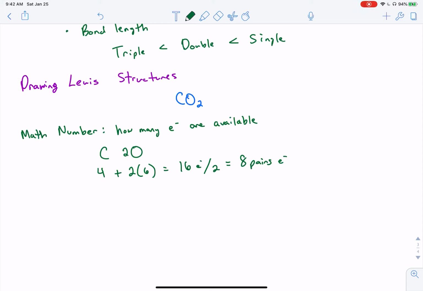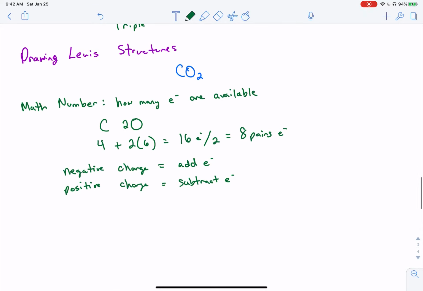As a note, if you have a negative charge, that means you add electrons. If you have a positive charge, you subtract electrons from your total. So if this were an ion, you would have to incorporate that into your math number as well. So our math number here is 8 pairs. So in my final structure, I'm only allowed to have 8 pairs of electrons.